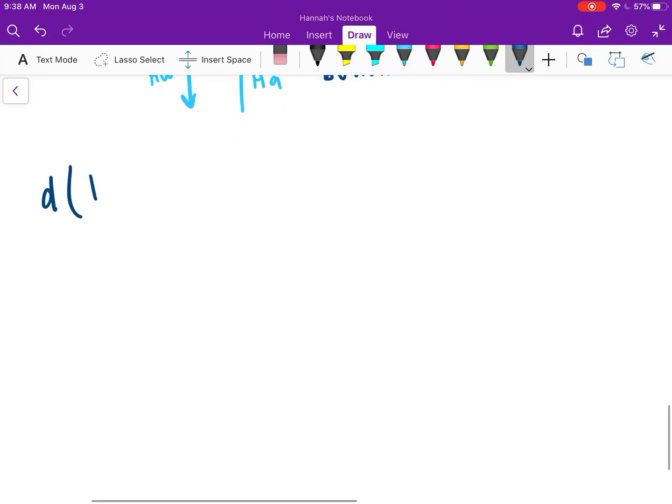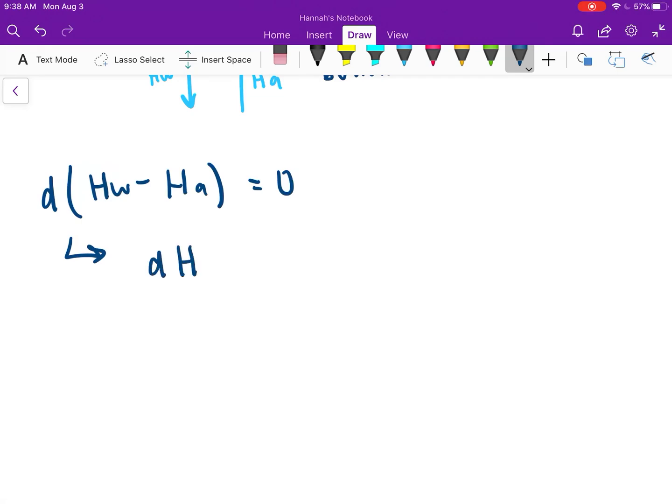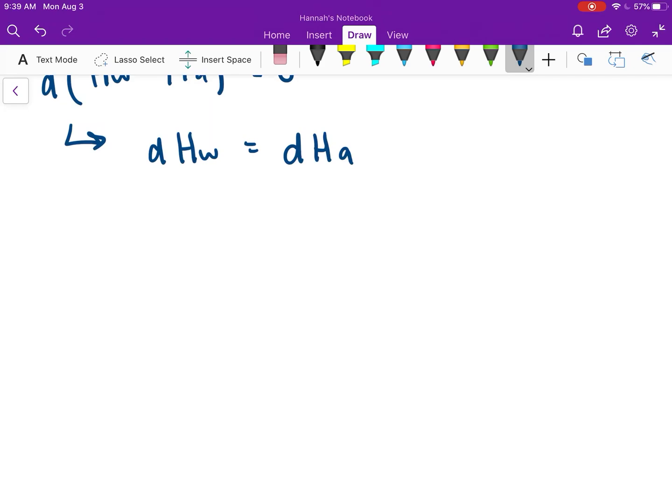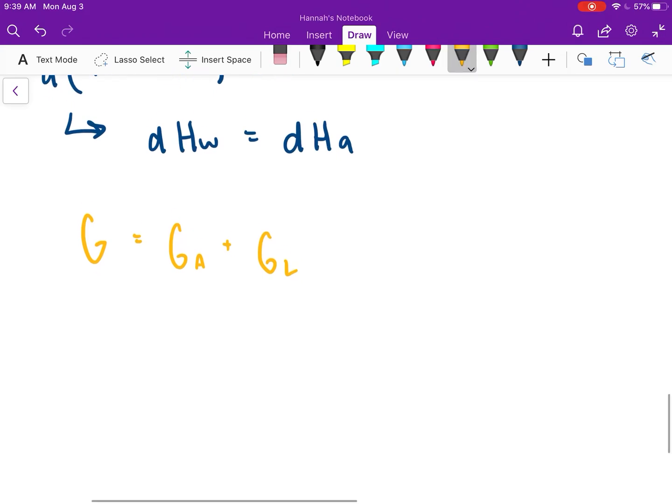So rewriting that, just copying it down here so I can see it, we can say that the derivative of the enthalpy of the water is equal to the derivative of the enthalpy of the air. Another thing we can go ahead and say is that the gas flow rate is going to be equal to the flow rate of the air and the flow rate of the liquid water, because the gas does have water in it. It is not just straight air, which is why we can't represent it by just GA. It's just going to be big G.